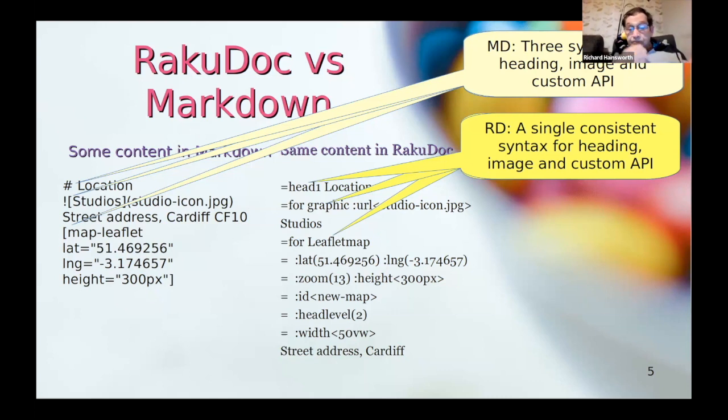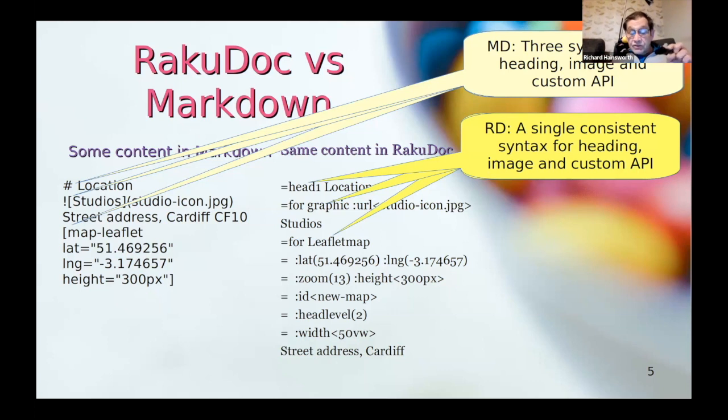So head1 is a Pod 6 block. Graphic is actually a new block that we're introducing with version 2, RakuDoc version 2. And then leaflet map, because it has at least one capital letter in it, is a custom block. So essentially a renderer to be compliant with RakuDoc version 2 has to allow for customization in some way, but it's not specified how.